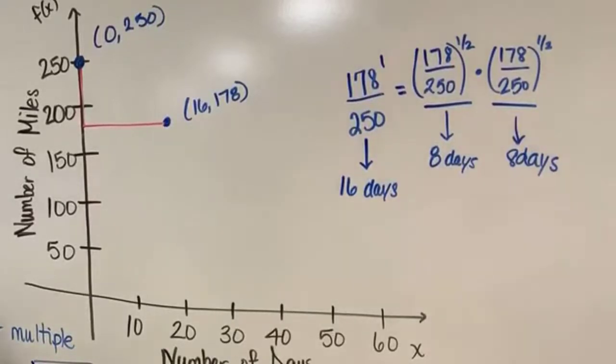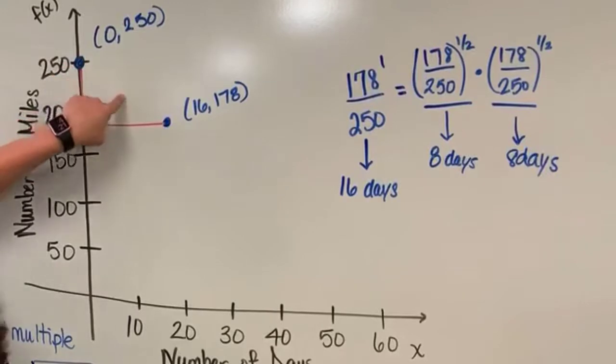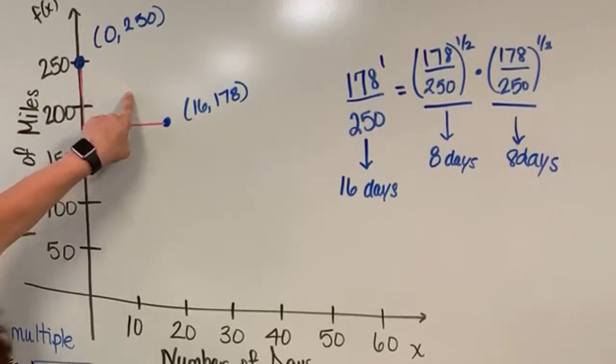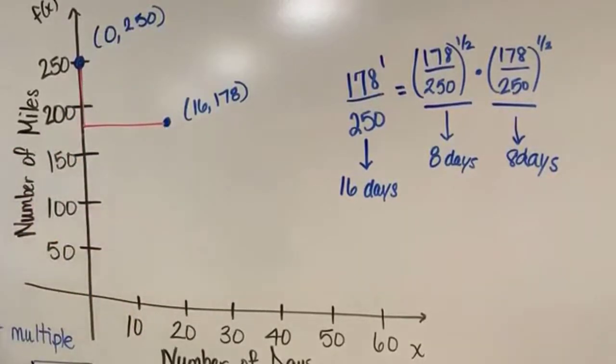Well, what that allows me to do is figure out, back to where I'm trying to plot my point, where on this particular graph I should place that point at 8 days. So what I can do is take my starting value in terms of number of miles of 250 and multiply that by one of these 8-day factors, the crazy 178 over 250 to the 1/2 power.